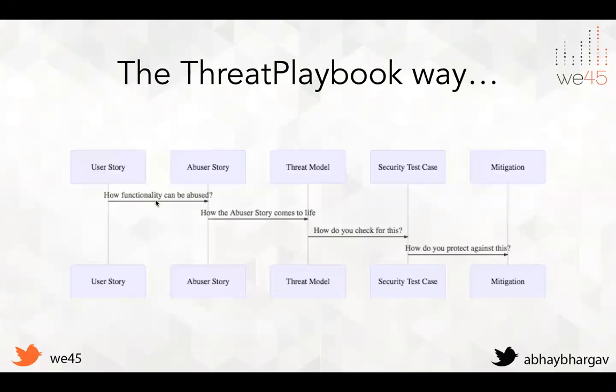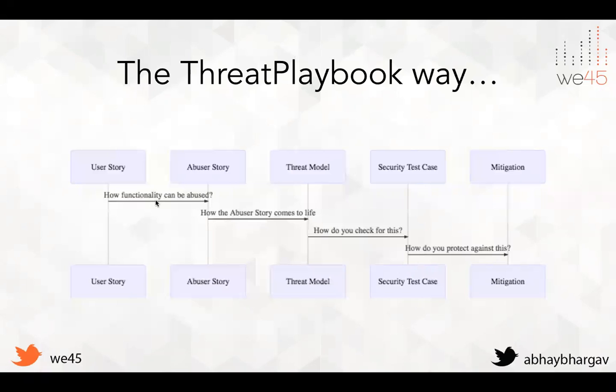Now, how does that actually happen? This is the what. So the abuser story really addresses the what part of the equation. It says, as a malicious employee, I would try and approve my own expenses so that I can raise bogus expenses, right? Now, this is the what part of it. The how is actually your threat scenario or the threat model, right?